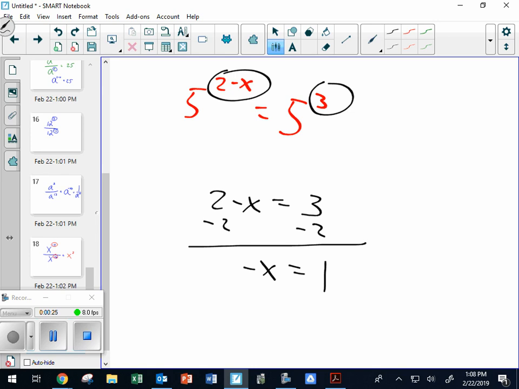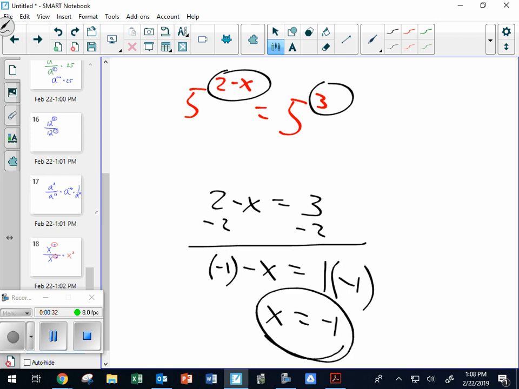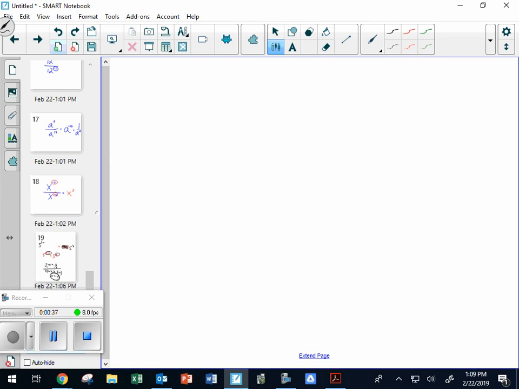Multiply by -1 on both sides. x equals -1. Raise your hand if you had x equals -1. Awesome. Okay. So it's all about getting those bases the same, right?